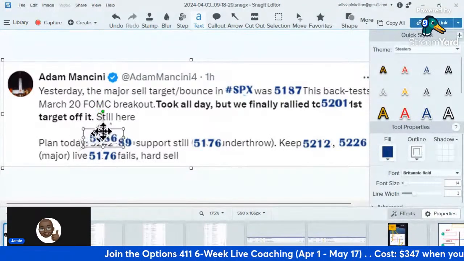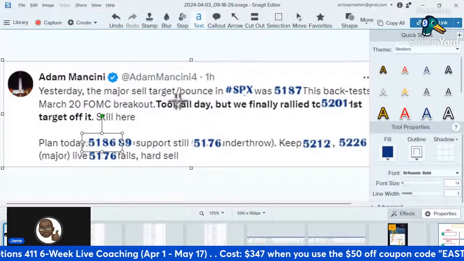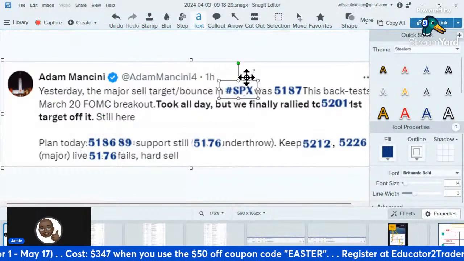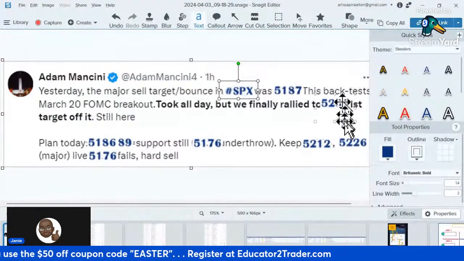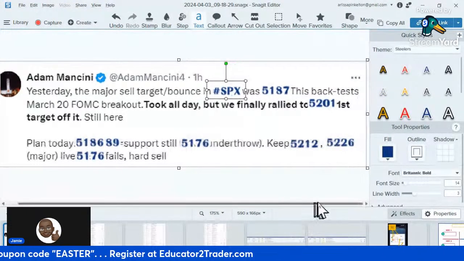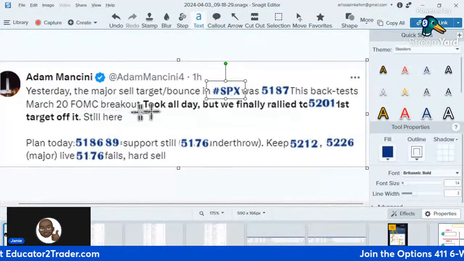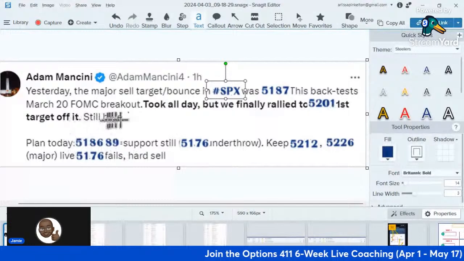5242. Yeah, it looks right. What I have is yesterday, the major sell target / bounce in SPX was 5187. This back tests, let me scroll this over. Yes, this back tests March 20 FOMC breakout. Took all day, but we finally rallied to 5201. First target off it, still here.